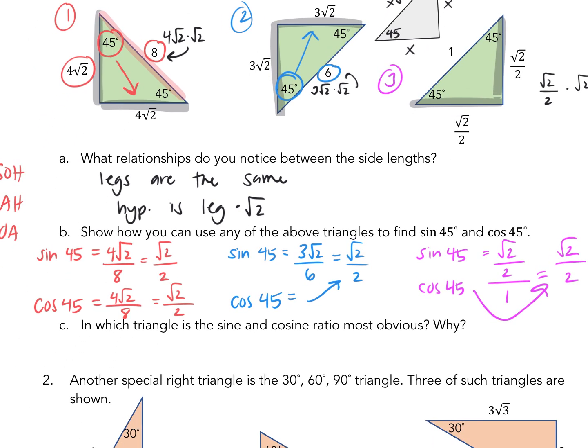So my last triangle was the easiest because my hypotenuse was 1, and dividing by 1 is not going to change anything. Okay, so that was just a little bit easier for us to visualize.